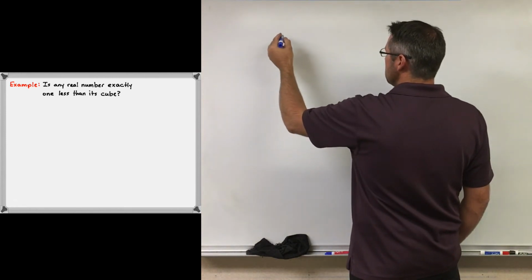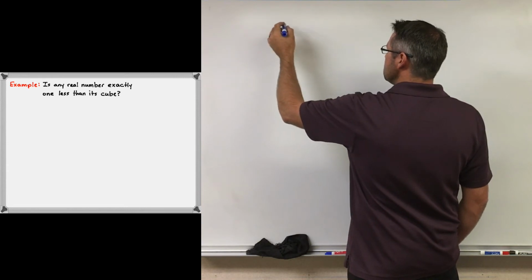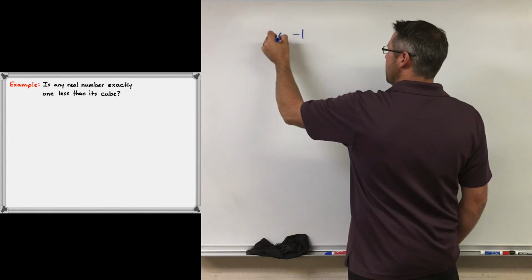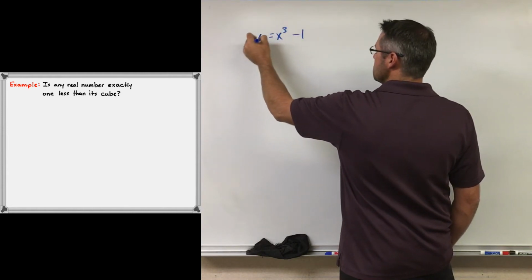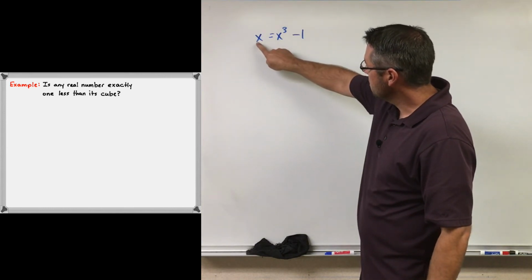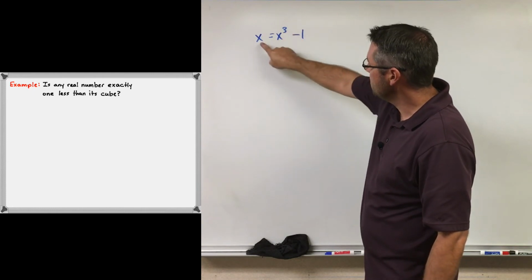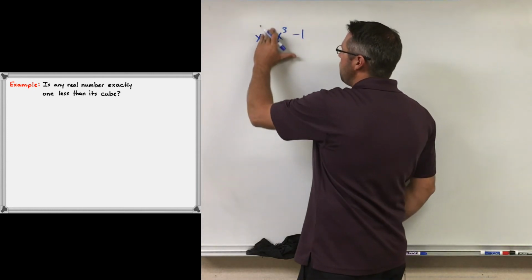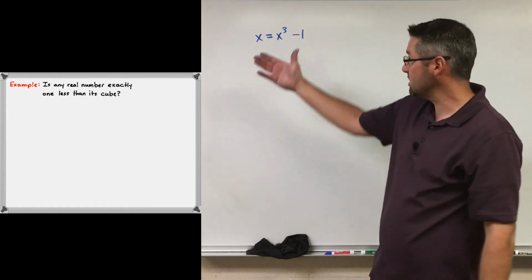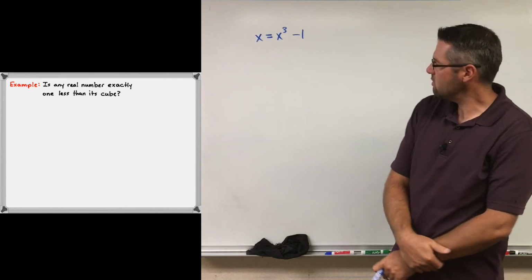So what we're going to do is ask, can we find a number such that it is 1 less than its cube? Okay, so we have this kind of equation here. Is any number x exactly 1 less than its cube? So we have this equation here that's based on that statement. So the question is, is this equation a valid, true equation? Well, how could I know?